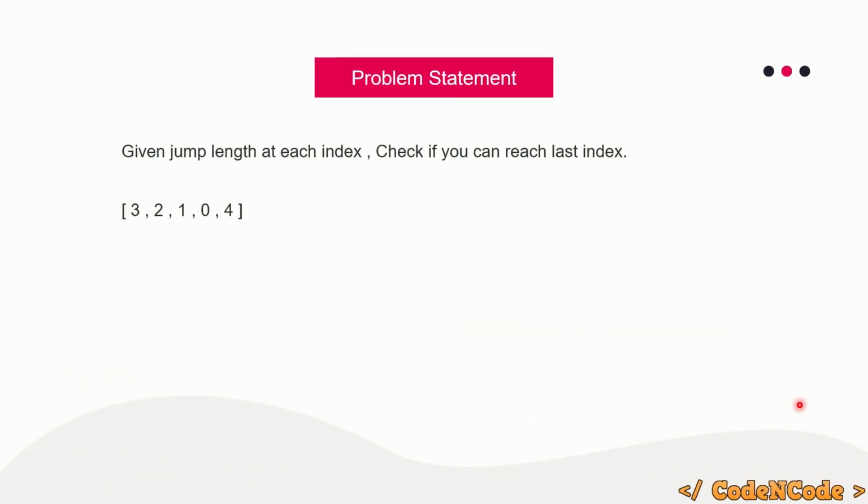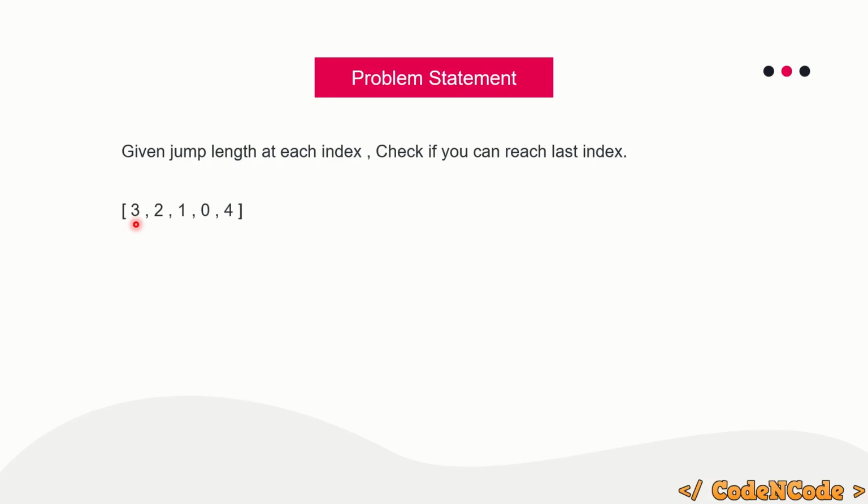So the problem statement is this: you are given an array of length n, and at each index you are given the maximum length jump that you can take, and you always start at index 0. You have to check whether you can reach the last index or not by making some jumps. Is it possible to reach the last index or not?